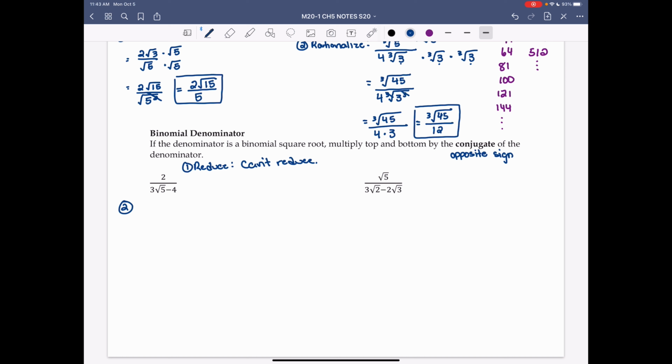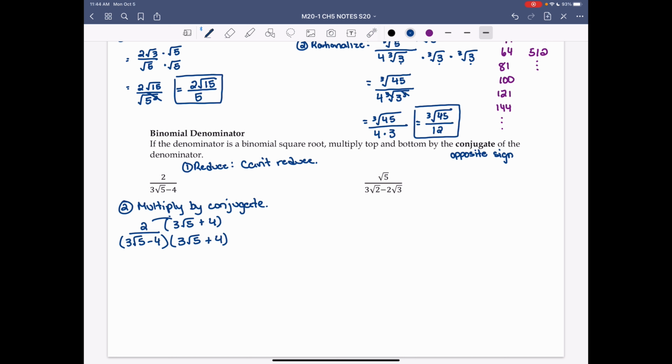Step 2, we want to multiply by our conjugate. We have 2 over 3 root 5 minus 4. We want to multiply top and bottom by the conjugate of the bottom, which is 3 root 5 plus 4. Same binomial, different sign. 3 root 5 plus 4.